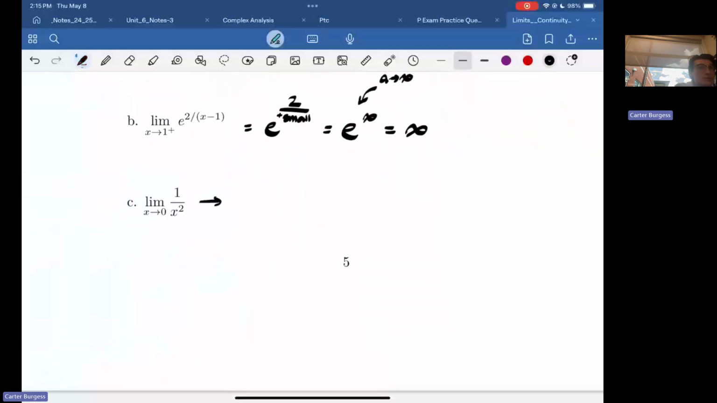How do I find the overall limit? Left and right, see if they agree. So this is the limit as x approaches 0 from the left of 1 over x squared, and then the limit as x approaches 0 from the right of 1 over x squared. What happens when I plug in a number that's slightly less than 0 and then square it? What's going to happen to it?